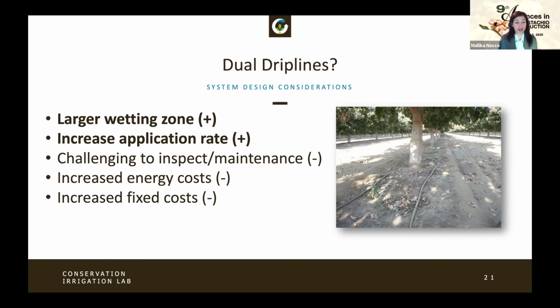So you can have a larger wetting zone, you can increase your application rate, that's excellent, but you're going to have more to maintain. It can be challenging to inspect these systems, and then you're going to have increased costs. So this is a great example of something that would be more of a consideration for your individual operation. Is this going to be worth it?